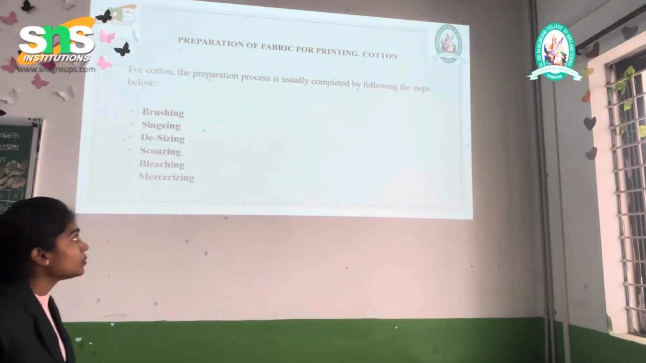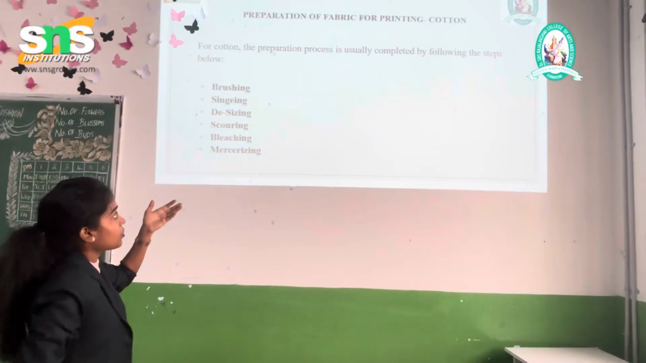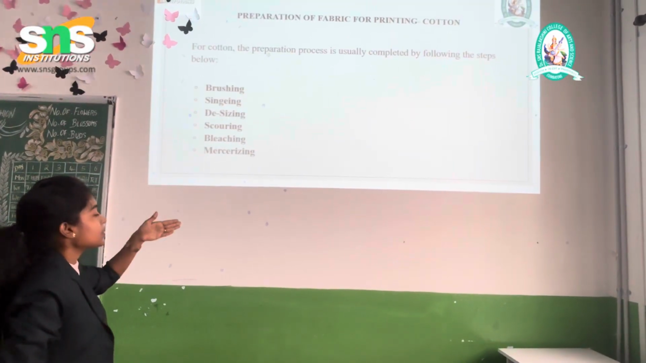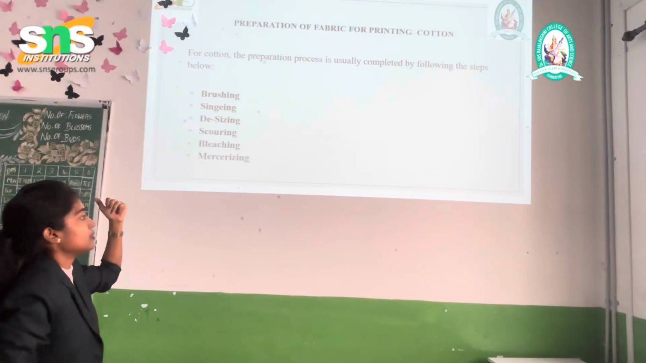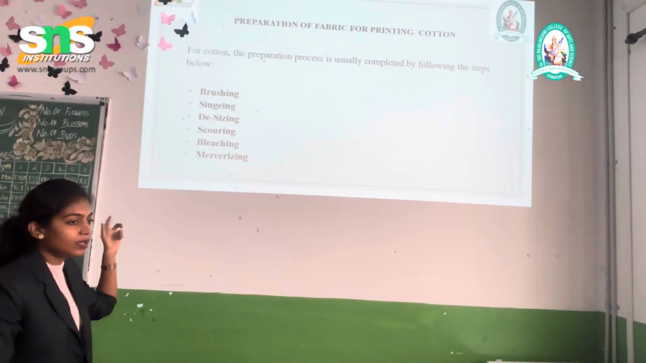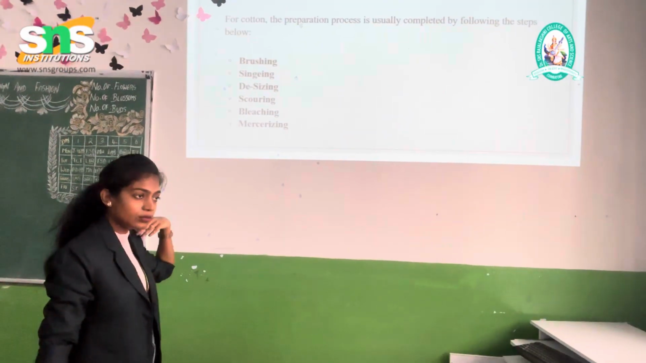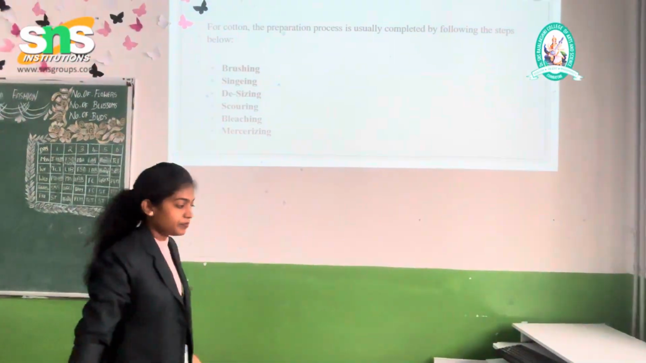In this slide, we will be seeing about the preparatory process of textile printing, especially about cotton. So before fabrics can be dyed or printed, they must undergo preparatory processes. It is also called a pre-treatment process. These steps are essential for removing impurities and improving fabric absorbency.